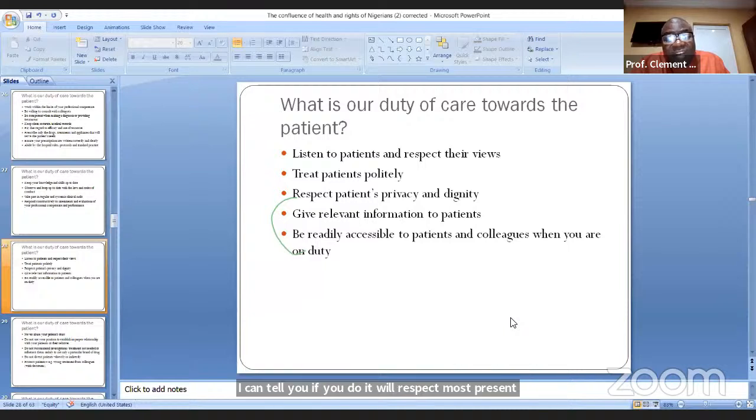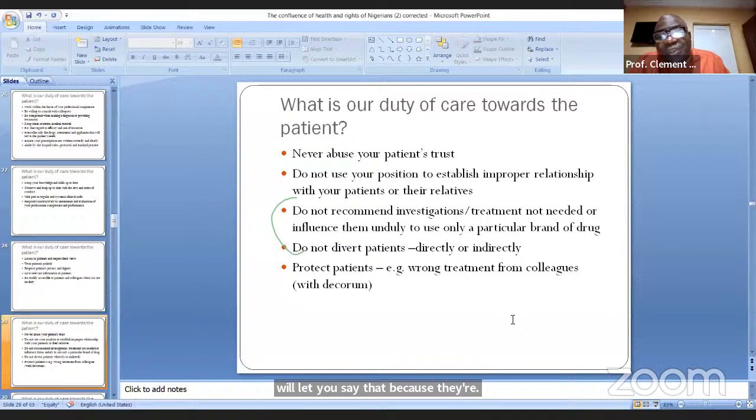All right? Give relevant information to your patient. Be readily accessible when you're on call, especially. Never abuse your patient's trust. Do not use your position to establish an improper relationship with your patients or their relatives.